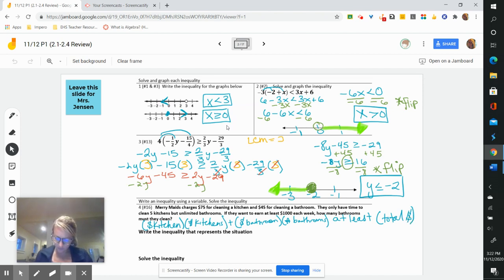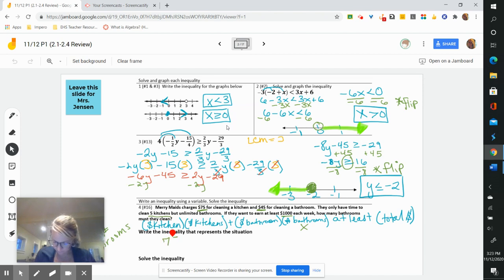Okay, so we know the cost of a kitchen. We know the cost of a bathroom. We know the number of kitchens. And we know their total goal. The only thing we don't know is the number of bathrooms. So that's what x is going to represent. So now let's fill in what we know.